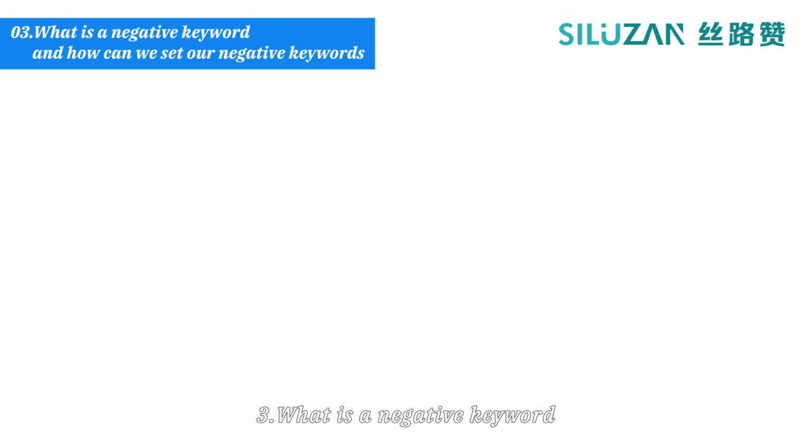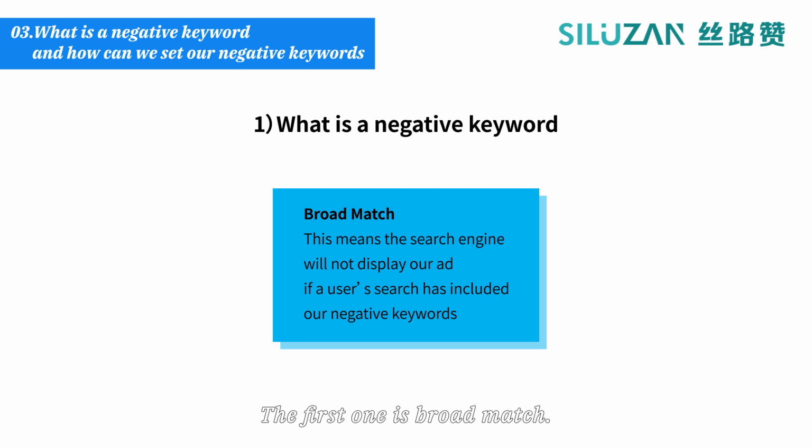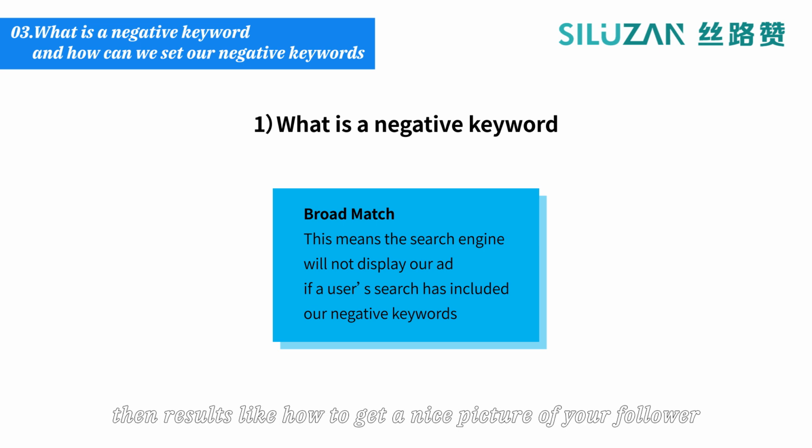Number 3, what is a negative keyword and how can we set our negative keywords? There are two types of negative keywords. The first one is broad match. This means the search engine will not display our ad if a user's search has included our negative keywords. For example, if we choose to set pictures of flowers as our negative keyword, then results like how to get a nice picture of your flowers will not show up in the search results.